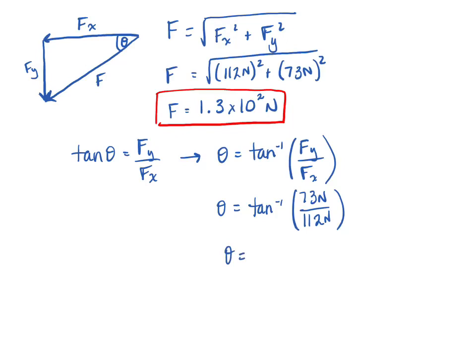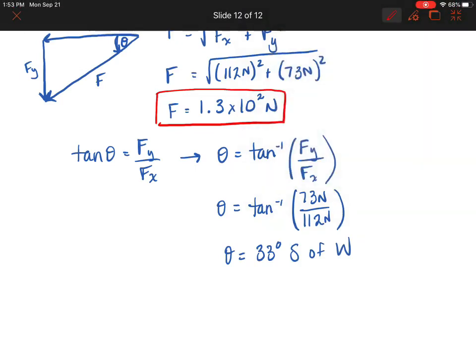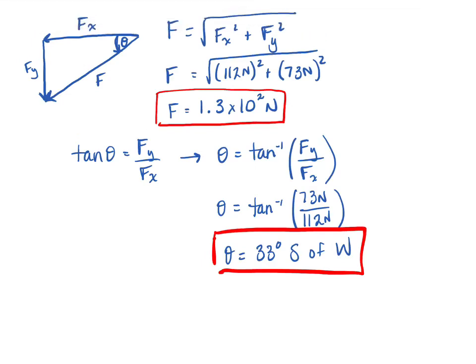Okay, so what do we get for our angle? We get 33 degrees, but what are our directions? So we start west and we go south of that. So that is south of west. Okay, and there we go. We have the whole force. We have the direction of the force, which of course we need. So we got what we need, and there we go.